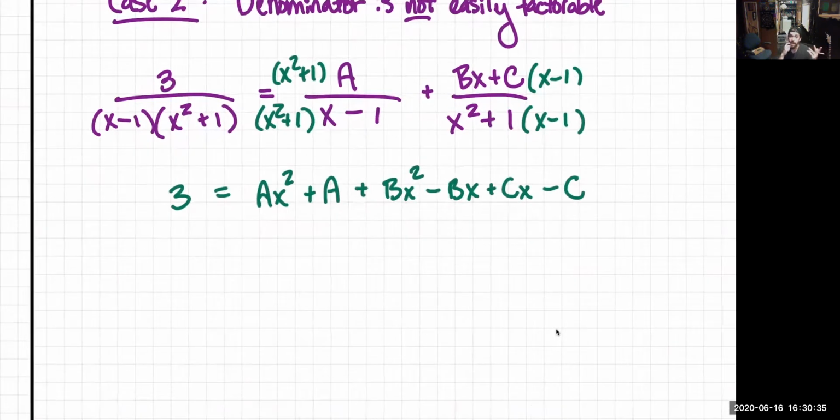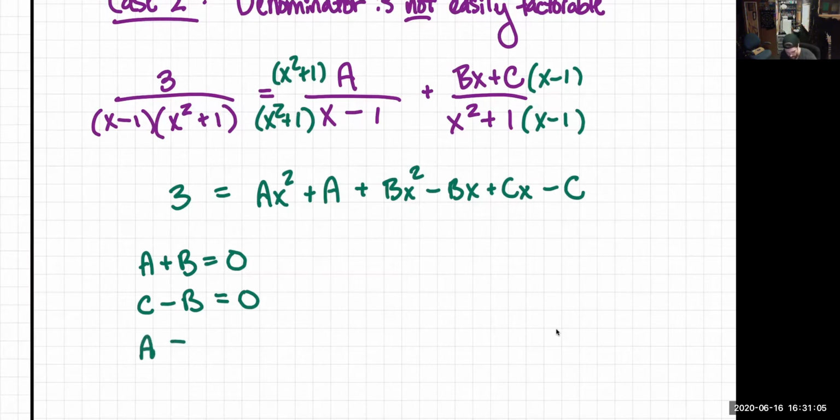We're going to pair everything as we normally would. We're going to compare the corresponding coefficients. We don't have any x squared terms. I have ax squared and bx squared. Those must sum to 0. So a plus b has to be 0. We don't have any x terms, so negative bx plus cx has to be 0x. So c minus b has to equal 0. And we have two constants, a and negative c. Those have to equal our other constant. So a minus c is going to equal 3.